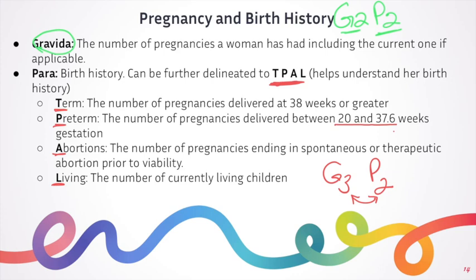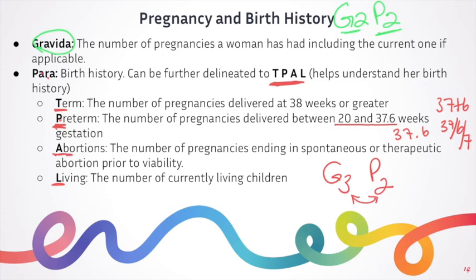This can be written 37.6, 37 plus 6, and 37 and 6/7. All this means is that she is 37 weeks and 6 days pregnant. A lot of my students get confused and mix up preterm and para. Remember, we're talking here about preterm.